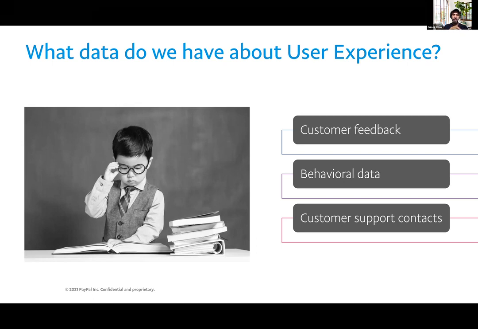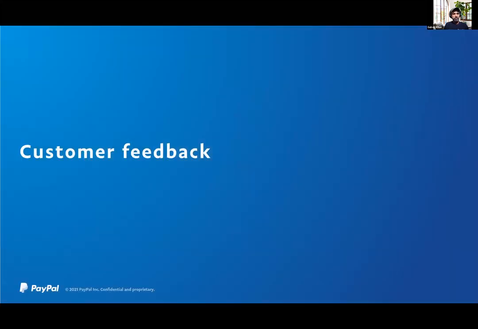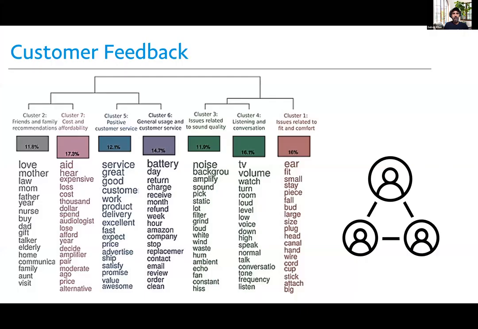Here there are three different categories, as Ruben pointed out: customer feedback, behavioral data, and customer support context. We are using all of this data to tell those stories about our customers and the problems they are having. So let's take a stab at customer feedback.